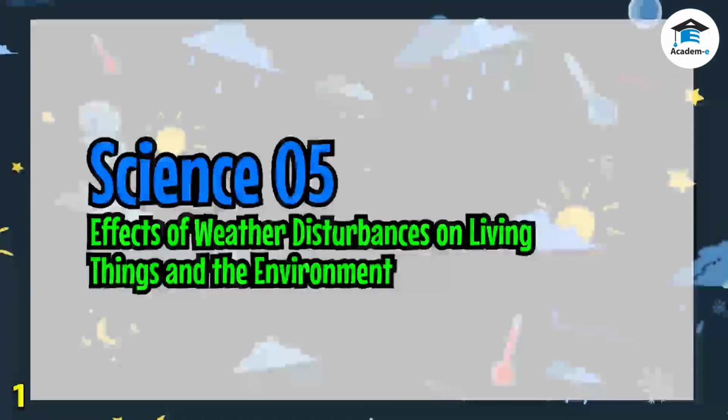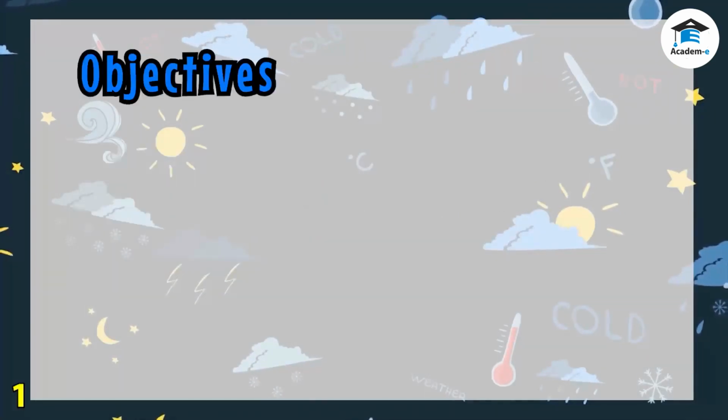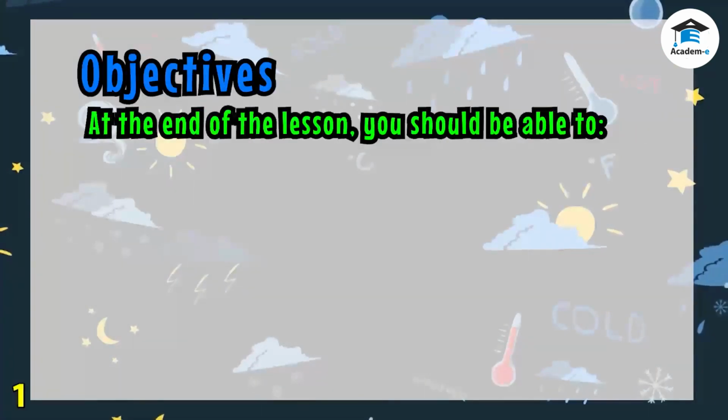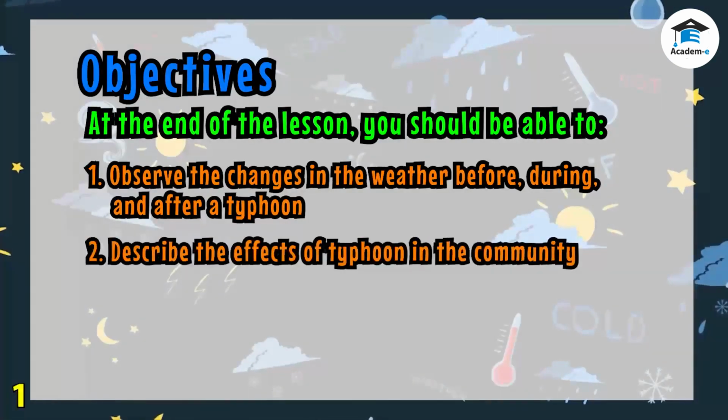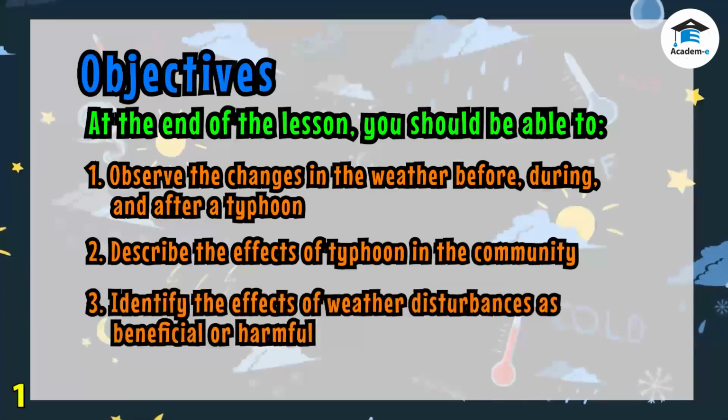Science 5, Effects of Weather Disturbances on Living Things and the Environment. Objectives. At the end of the lesson, you should be able to observe the changes in the weather before, during, and after a typhoon. Describe the effects of typhoon in the community. Identify the effects of weather disturbances as beneficial or harmful.